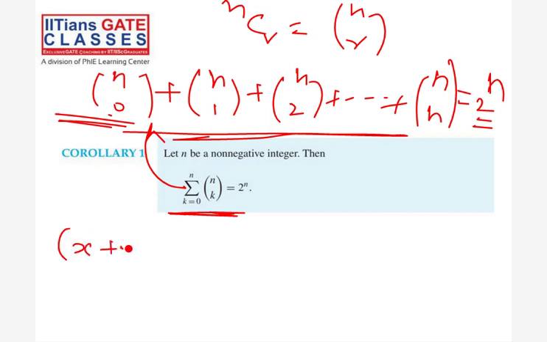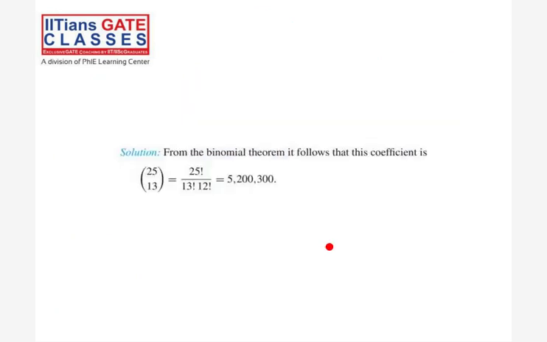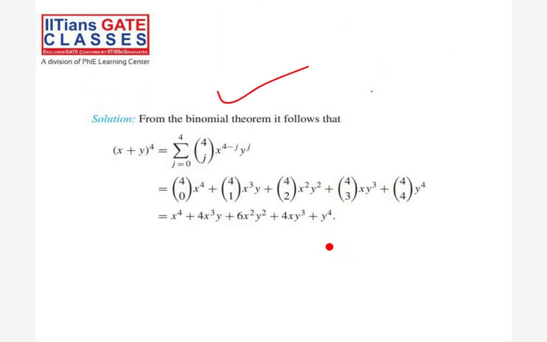We have already seen this binomial theorem, (x + y) power n, and so on. We already know the expansion of this. Now just put x equal to 1 and y equal to 1. So you will get this. In the expansion, if you put x equal to 1, y equal to 1, then what will you get?